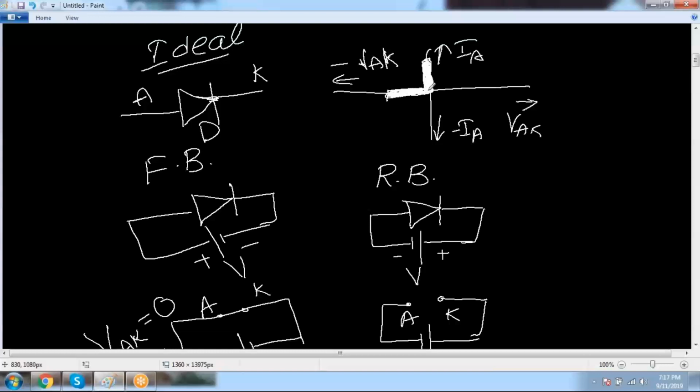Now, why do the GATE examiners concentrate on ideal behavior characteristics? I'll tell you, the number of questions are on this only. A diode can allow only positive current. Look at this, positive current. And a diode can block reverse voltage. It cannot block positive voltage, and it cannot allow negative current.